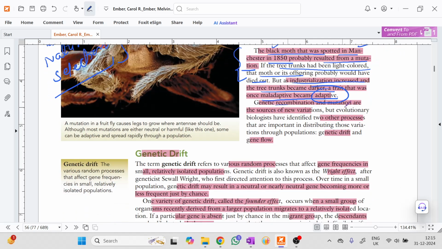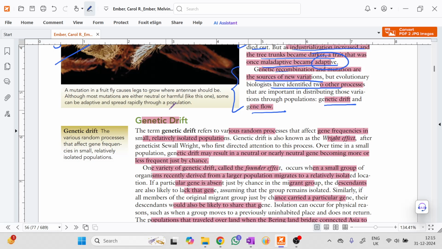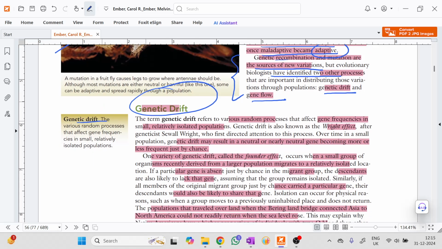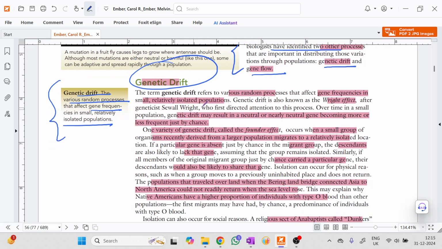So genetic recombination and mutations are sources of new variations. But biologists have also identified two other processes known as genetic drift and gene flow. Genetic drift is the set of random processes that affect gene frequency in small and isolated populations. It is also known as the Wright effect after the geneticist Sewall Wright. It is a process which may result in a neutral or nearly neutral gene becoming more or less frequent by chance.